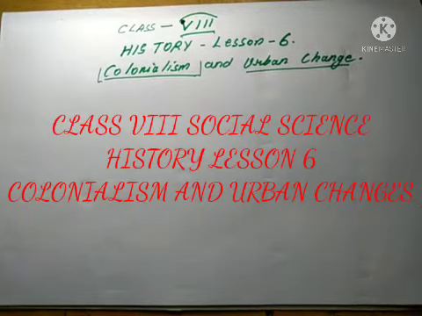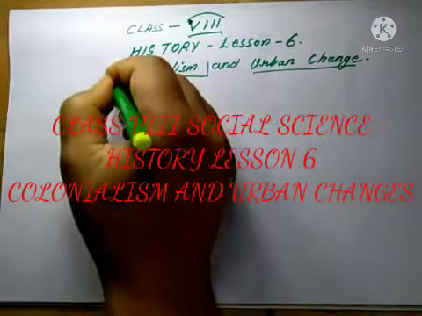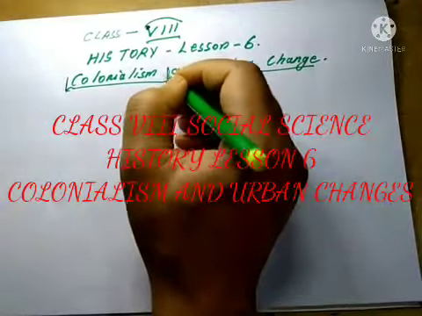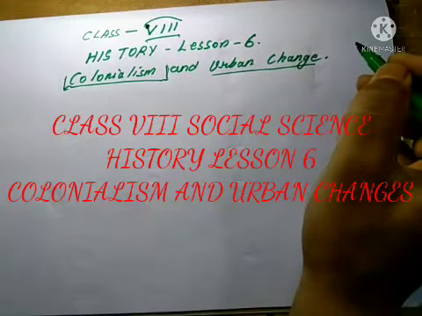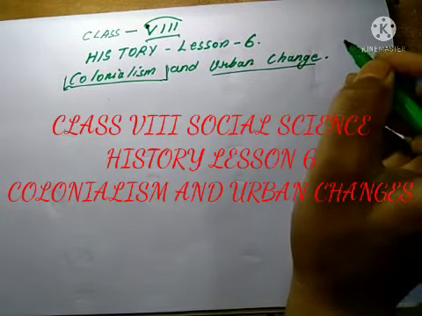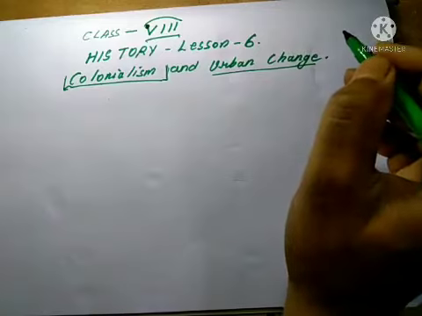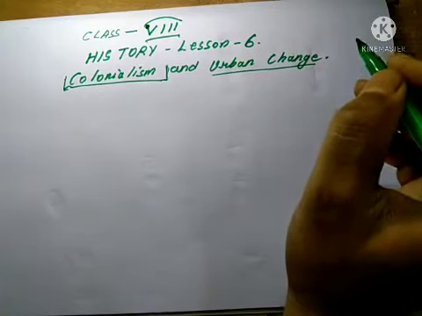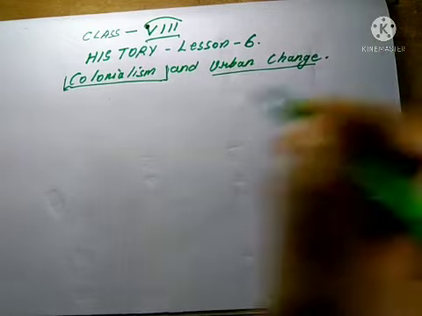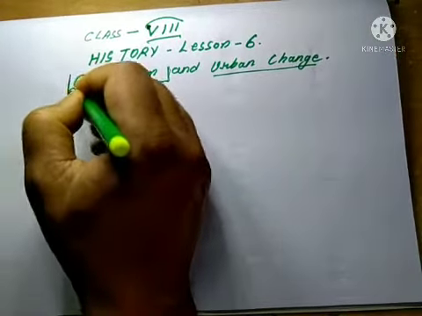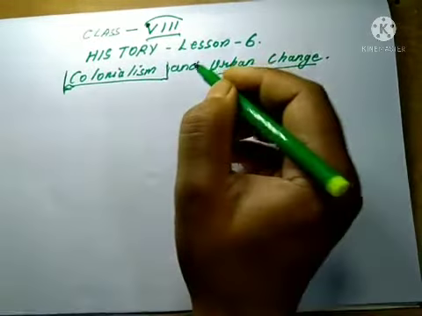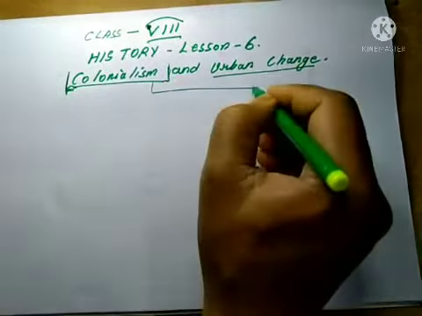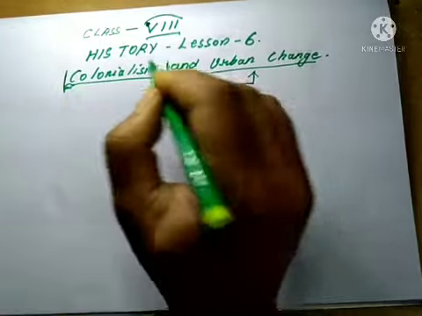Today I am going to start a new lesson from social science, that is history lesson number 6, colonialism and urban changes. Colonialism means the settlement of people of other countries into different countries, and they started their own colony, so it is called colonialism. Suppose the British came to India to do business and they started settling in India for their benefit, and in this way we can say India got a colonialism of British nationals. Now it is because of the colonialism which led to changes in urban structure of the country.